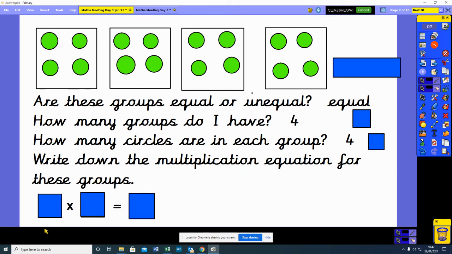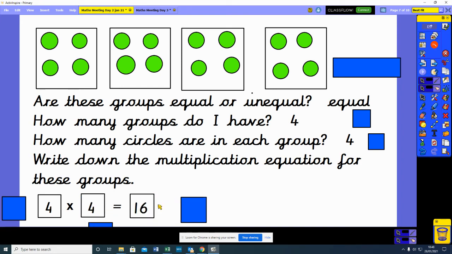Now write down the multiplication equation. So I'm starting with 4 multiplied by 4 equals 16. So 4 multiplied by 4 equals 16. We could also say 4 times 4 equals 16. Fantastic.